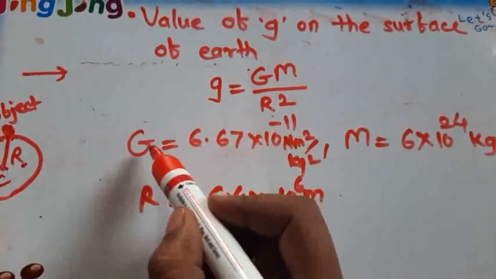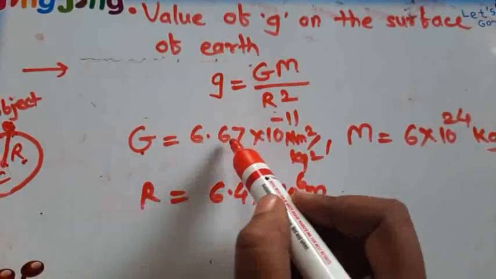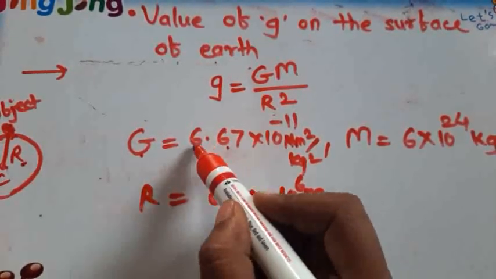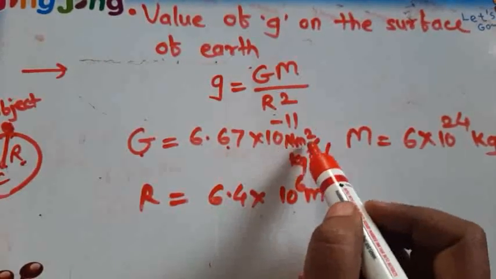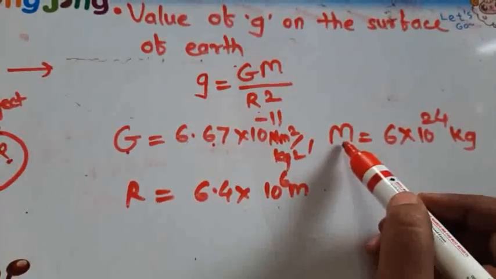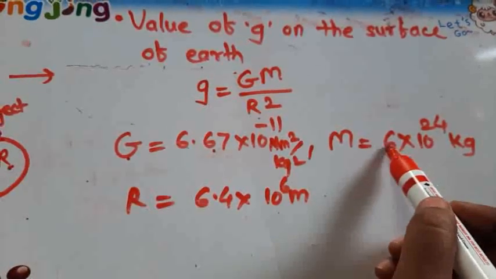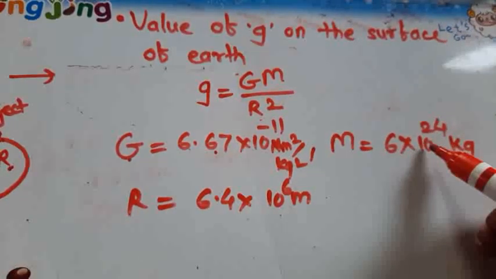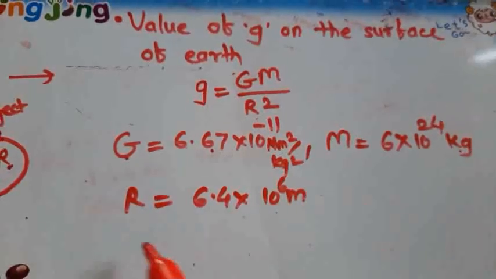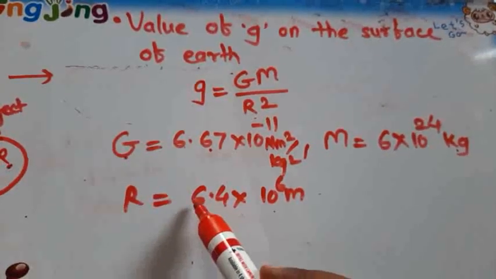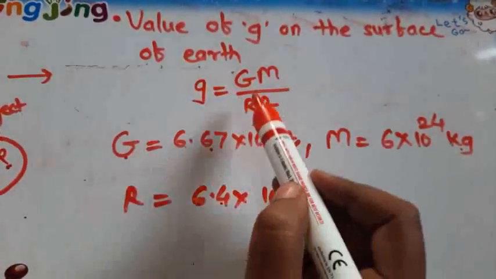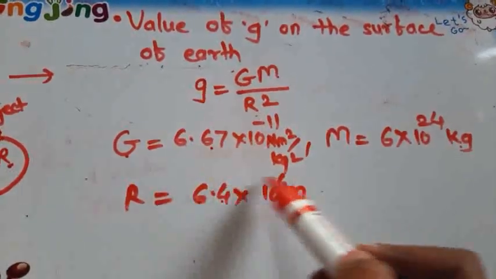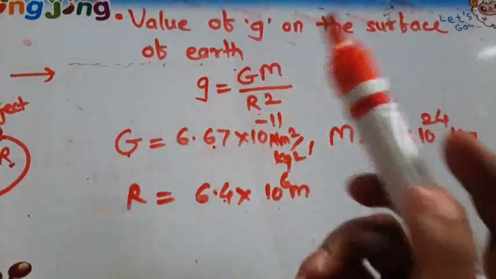Now we know that the gravitational constant, its value is discovered as 6.67 into 10 raised to minus 11 Newton meter square per kg square. Mass of earth is approximately 6 into 10 raised to 24 kilogram and radius of earth is approximately 6.4 into 10 raised to 6 meter. So all these values we are having. Now we will put these values in this formula.